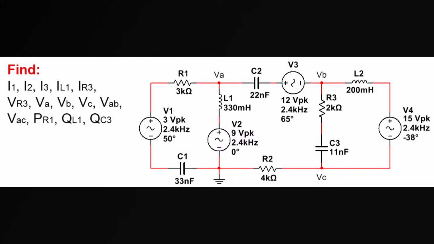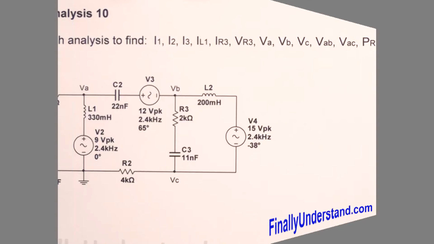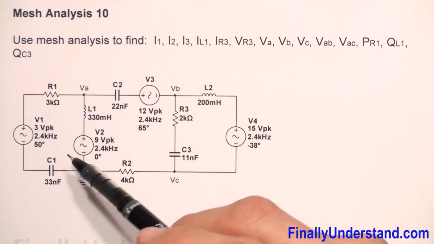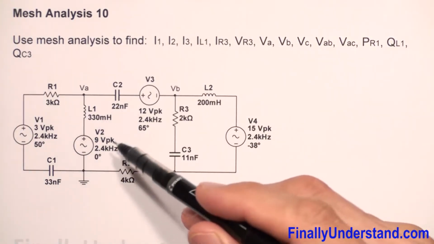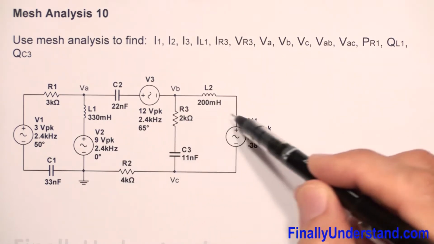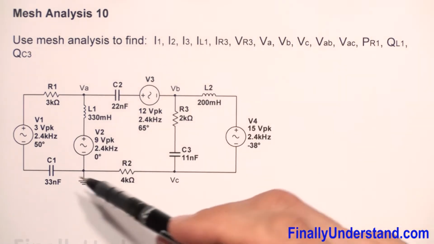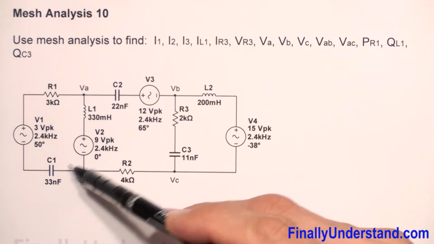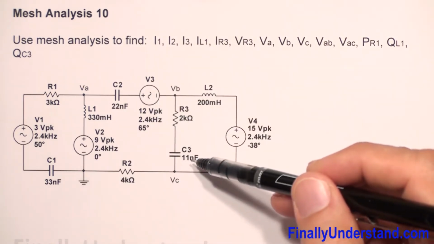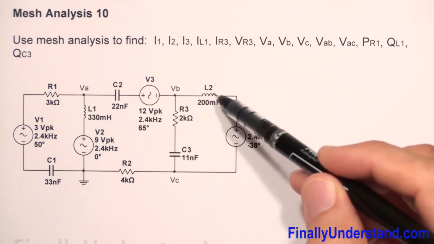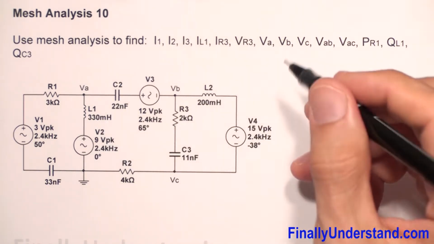Let's take a look at this example. This time we have 3 loops. This is going to be kind of a long problem. Please notice that every single voltage source has the same frequency, okay? So the very first thing which we are going to do, we are going to find the impedances of capacitors C1, C2, C3 and inductors L1 and L2.